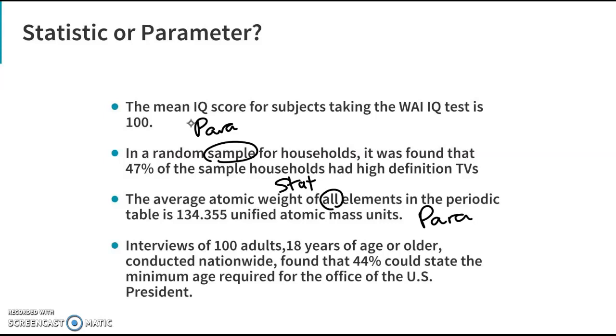Interviews of 100 adults 18 years of age or older conducted nationwide found that 44% could state the minimum age required for the office of the U.S. President. Okay, so it's conducted nationwide. Are there only 100 adults 18 years of age or older nationwide? Of course not. There's a whole bunch of them, right? So if we're only looking at 100, but we know there's a whole bunch more, then the 100 is actually a sample, which means this 44% is really a statistic describing that sample of 100 adults.